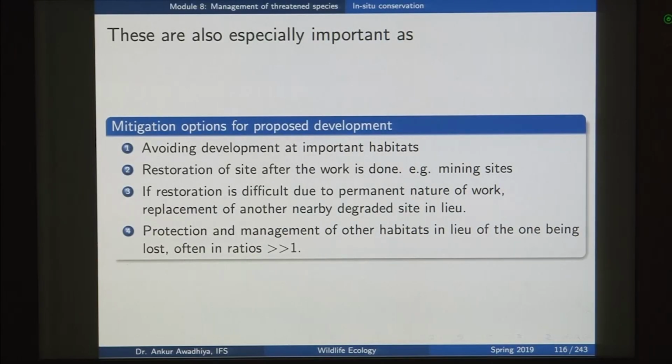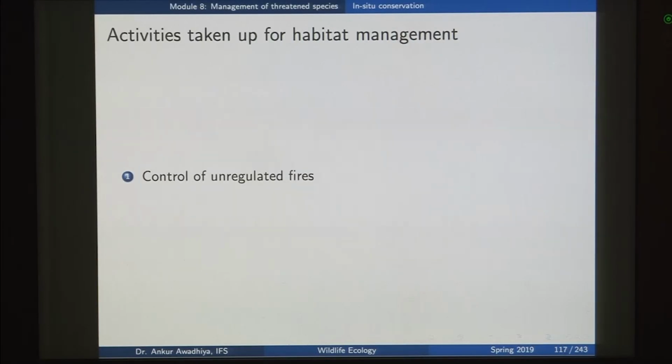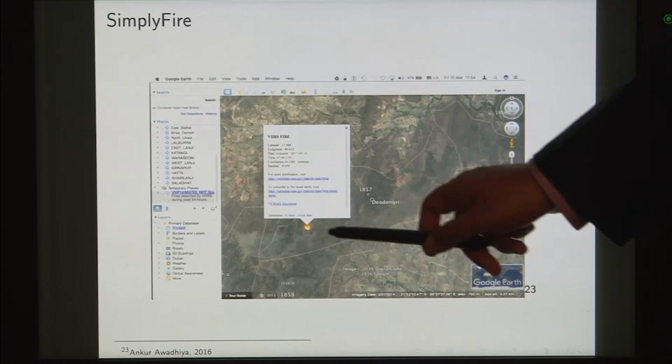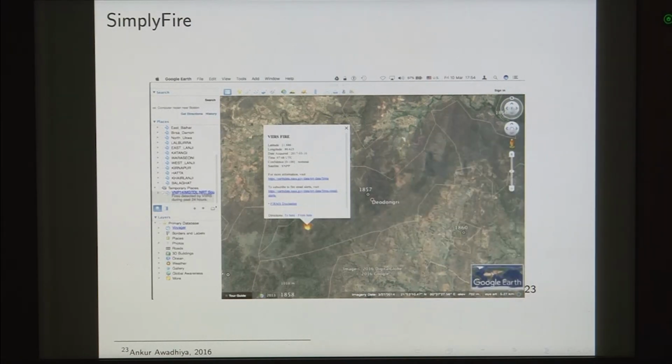Now, what are the activities that are actually taken up for habitat management out there in the field? So, we looked at what different things need to be done, we looked at how habitats need to be improved, but then what are we actually doing out there in the field for habitat management? So, one thing is control of unregulated fires. We have this application known as Simplified, through which we get to know where we are having a forest fire in real time, and once we know that there is a fire here, we go to those areas and we extinguish the fire. We also work with things such as fire lines.